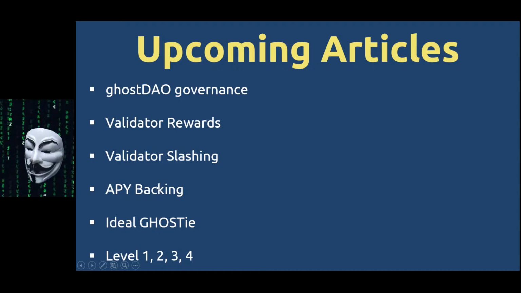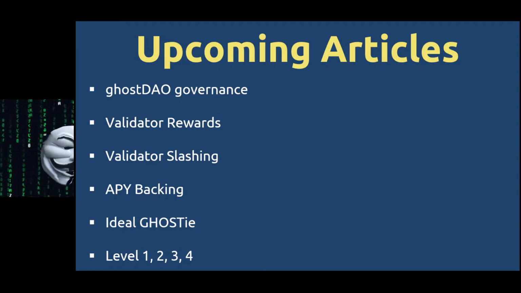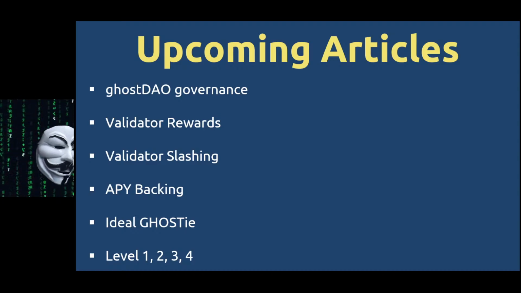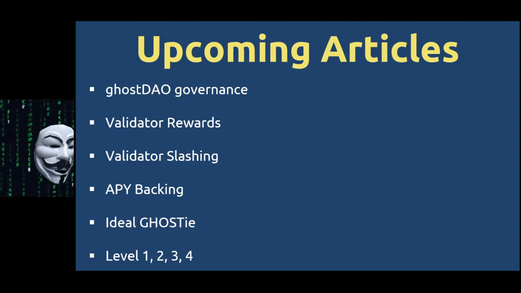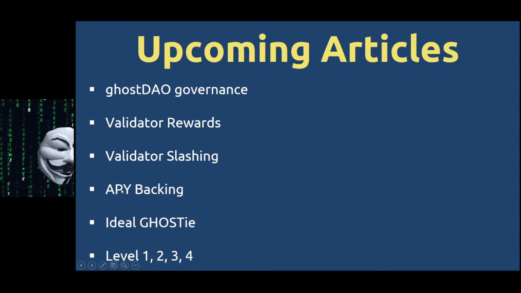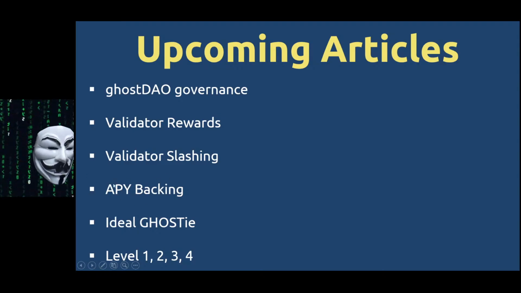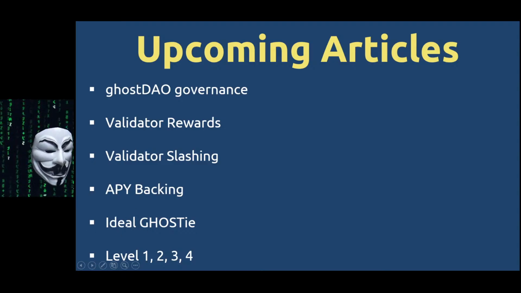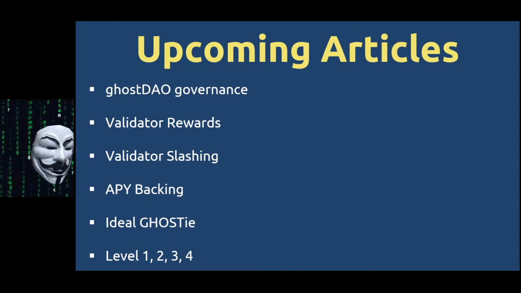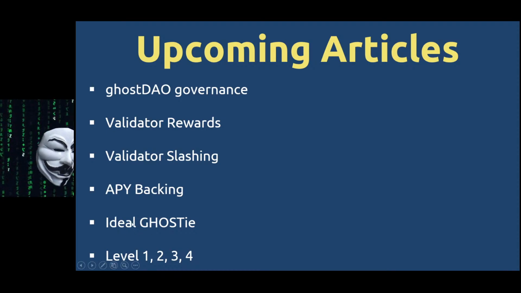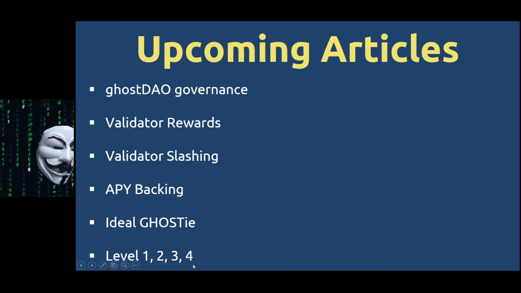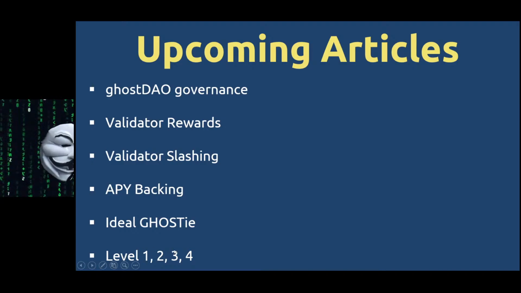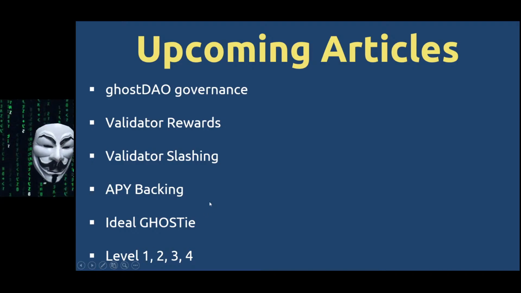APY backing. Lots of questions have been about how APYs are being backed. There's Ghost DAO APY, there's bridging APY. Since there are questions, we need to expand on that, so it's probably going to be a separate article. Ideal Ghosty: 10 qualities of an ideal Ghosty. That's essentially level 1, level 2, like that's what it is, and levels 1, 2, 3, 4. So that's another article that I would like to write.